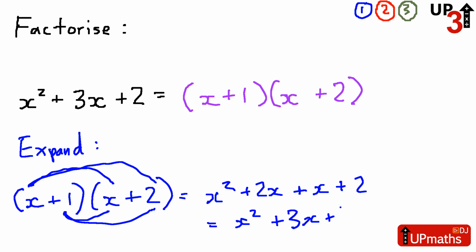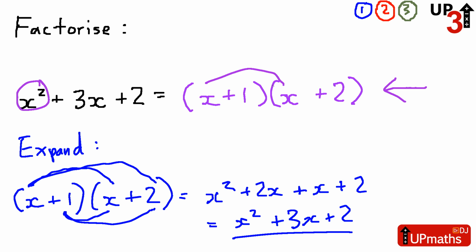Oh, look, it's worked. Okay. So what was going on here? What was going on was, up here, I was trying to work backwards. I was going, okay, well I needed to make this, so I had to have an x times an x. And I needed to make this, so I needed a 1 times a 2. And then I checked by expanding it, which is a common approach if you're learning. Oh, and it worked! Hooray! Brilliant.